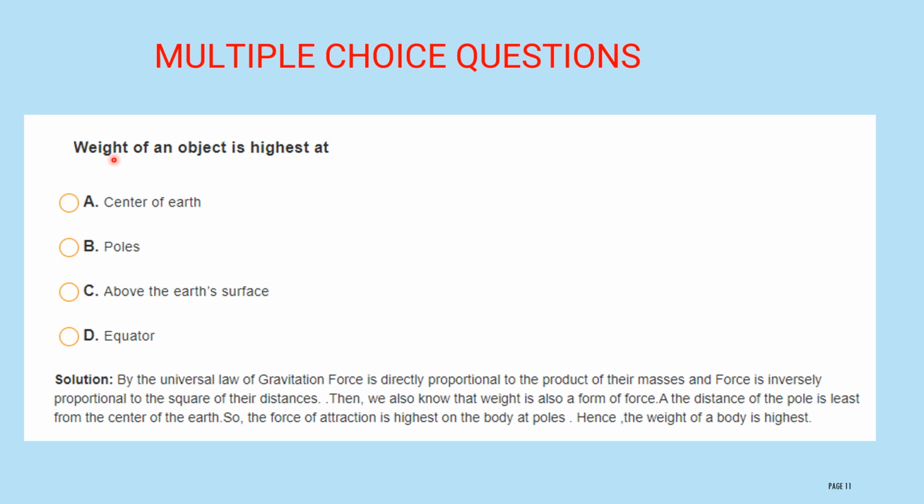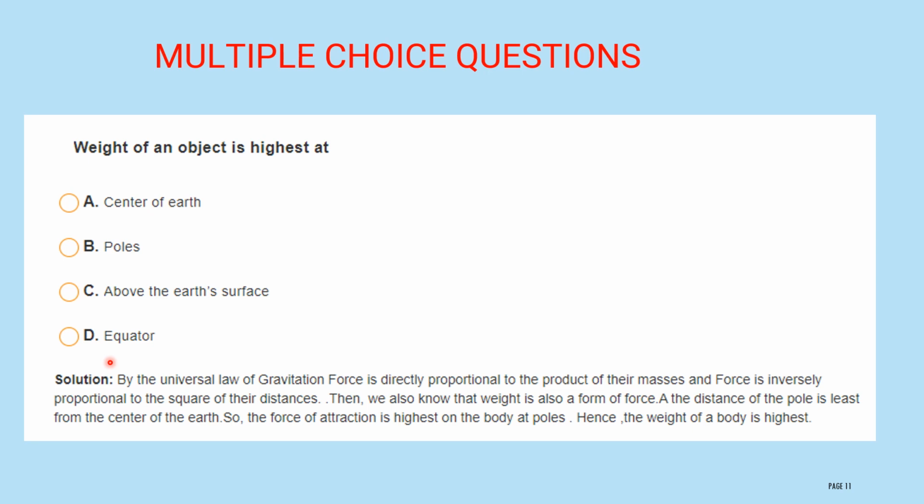Next question: the weight of an object is highest at option A, center of the Earth; option B, poles; option C, above the Earth surface; option D, equator. Weight of an object is nothing but how much gravitational force the Earth is exerting on that object. According to the universal law of gravitation, force is directly proportional to the product of the masses of the objects and inversely proportional to the square of their distance.